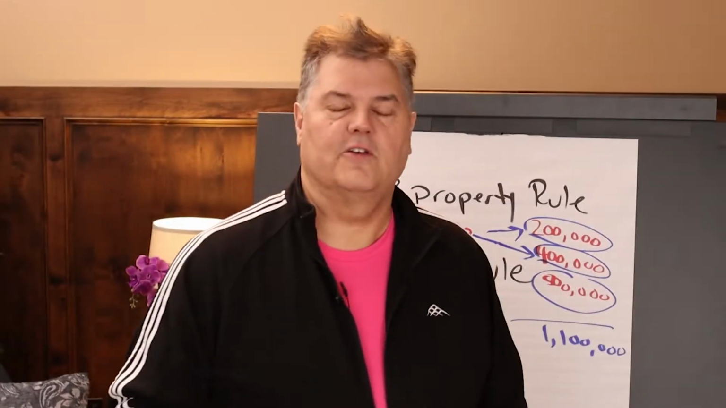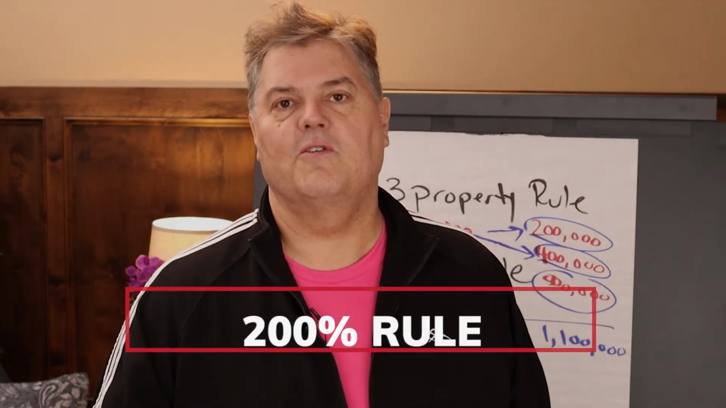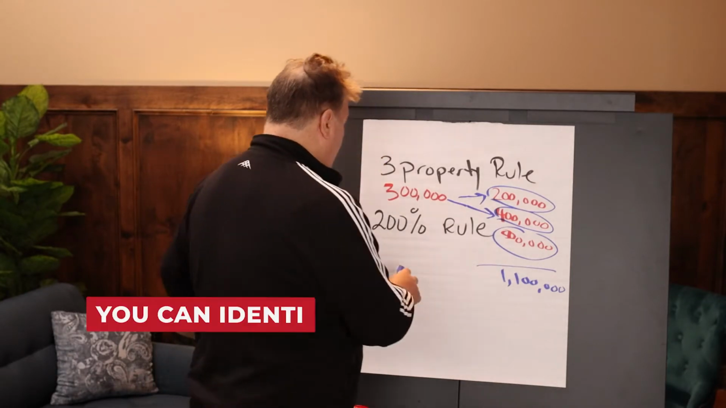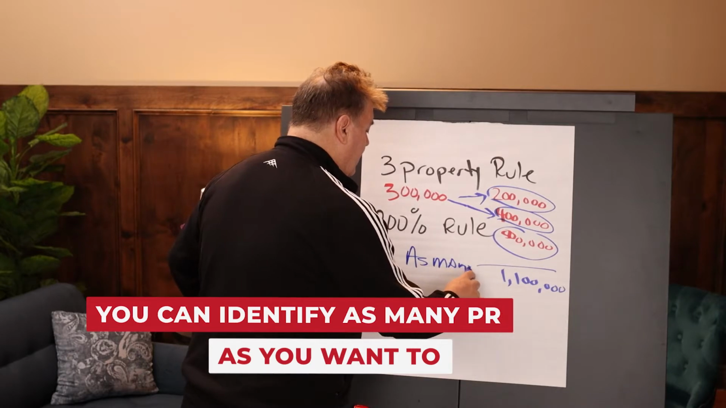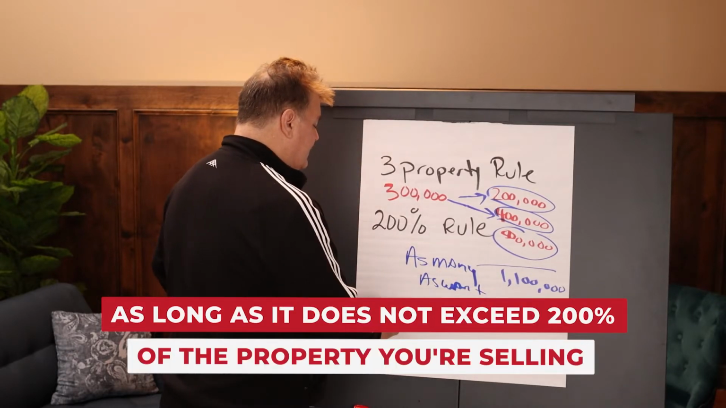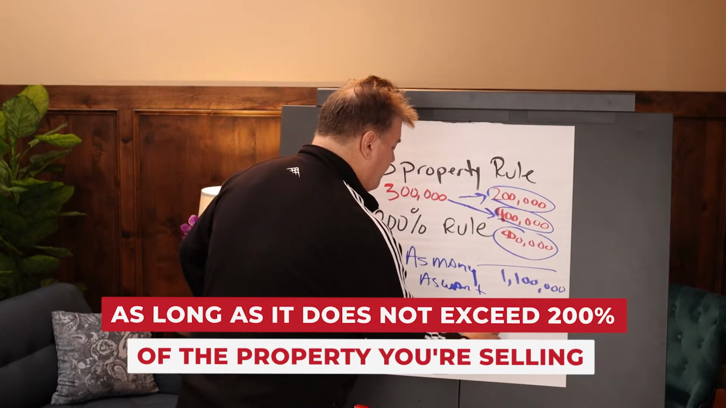So the next rule you're going to learn about is the 200% rule, which most of you have never heard about. We're going to talk about it right now. The 200% rule says that you can identify as many properties as you want to buy as long as it does not exceed 200% of the property you're selling.